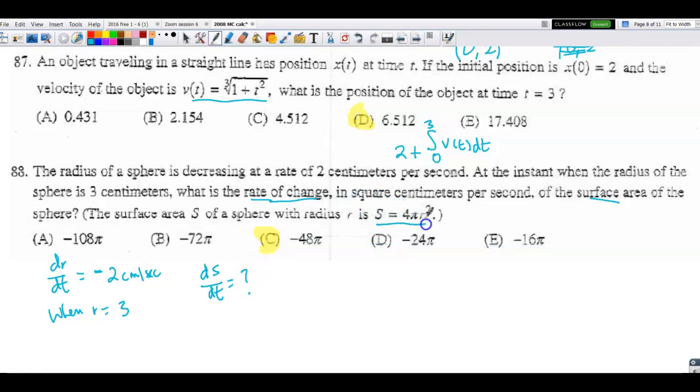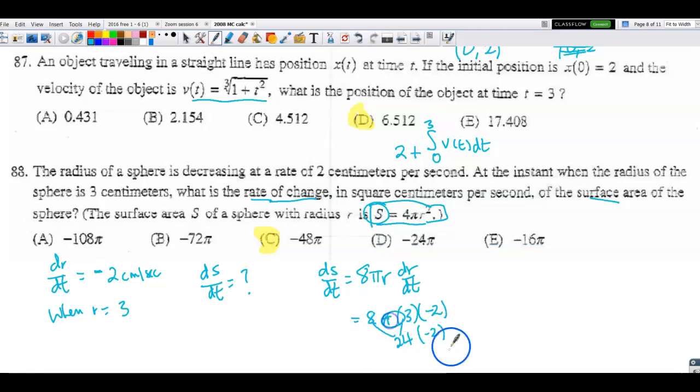And they give me the formula for surface area. So I'm going to take the derivative of this function. The derivative of s is ds dt, implicitly. The derivative of 4 pi r squared by the power rule is 8 pi r, chain rule, dr dt, implicit differentiation. I know that r is 3 and dr dt is negative 2. So 8 times 3 is 24 times negative 2, and I haven't forgotten my pi, gives me negative 48 pi, which is C.